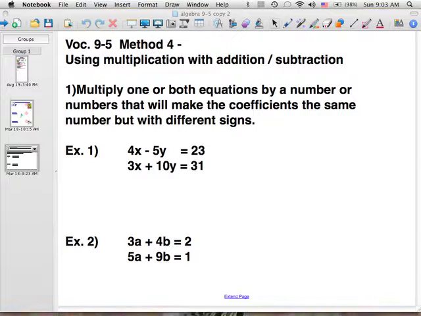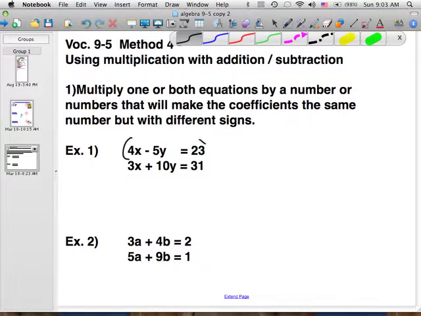So looking at this first one, I have 4 and 3. I could multiply by a negative 3 and a positive 4, make this 12. Or I could use 10, multiply the top one by 2. I think that would be the easiest way to do it, so I'm going to times the top by 2. You have to multiply both sides. So we have a new equation, same value though, 8x minus 10y equals 46. And then we're going to add it to 3x plus 10y equals 31.